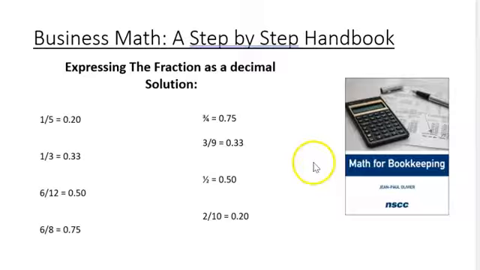6 divided by 12 gives you 0.5. 6 divided by 8 gives you 0.75. And again, you can do this on your calculator. So this one here, you would actually put in your calculators 3 divided by 4, and it's going to give you 0.75. 3 divided by 9 is going to give you 0.33. 1 divided by 2 is going to give you 0.5. And 2 divided by 10 is going to give you 0.2.